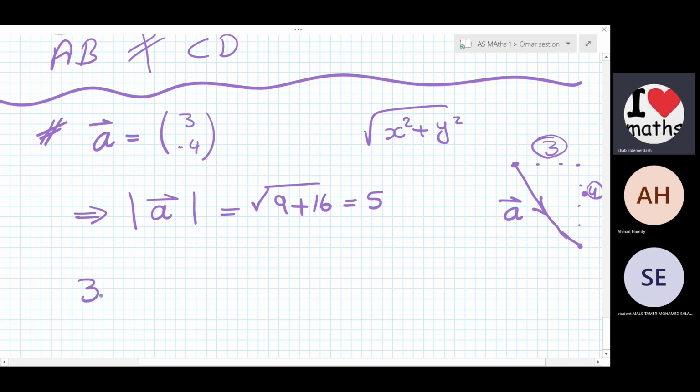Let me try to find the length of the vector 3a. Someone tell me the length of 3 of the vector a. Imagine, what will it equal? Who can tell me? 3a means 3 times what? 5.